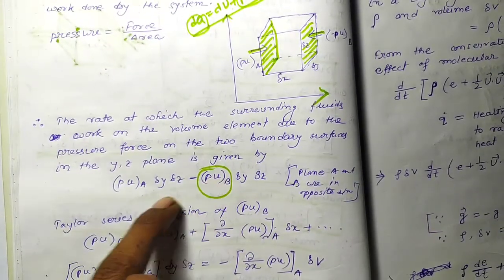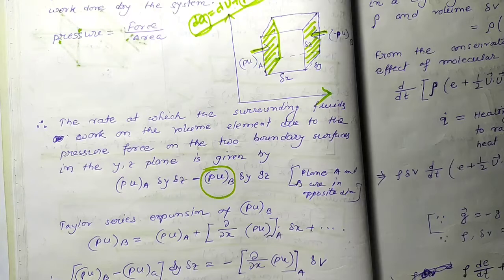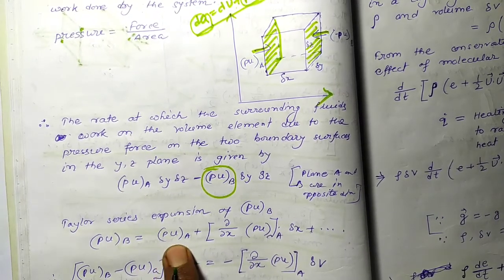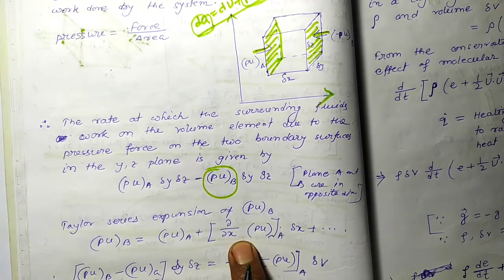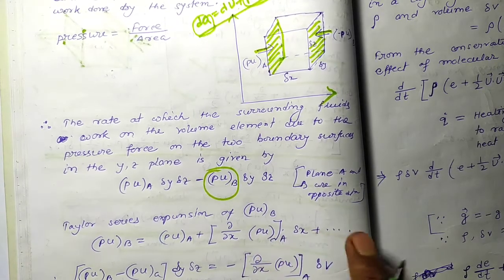Now if you do the Taylor series expansion of the term Pu at B, we can write Pu at A plus del x of Pu times dx plus the higher terms.